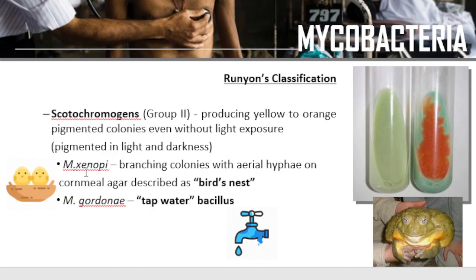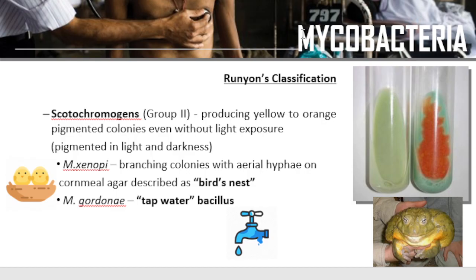All right. Now, Mycobacterium scrofulaceum. Okay, this is the first isolated mycobacterium from the African toad. Good to know. First isolated from the African toad. So this organism has branching colonies with aerial hyphae on the cornmeal agar, which is described as a bird's nest. So it looks like a bird's nest, its colonies are branching and have aerial hyphae. Imagine a bird's nest.